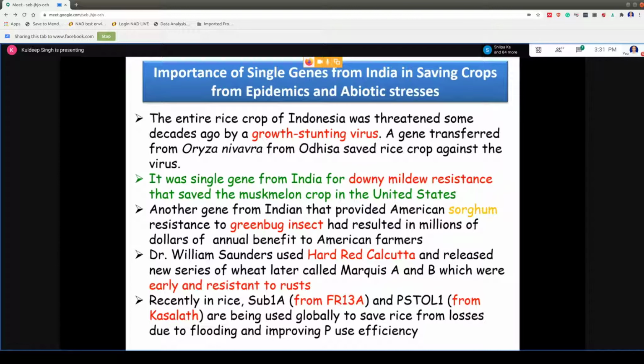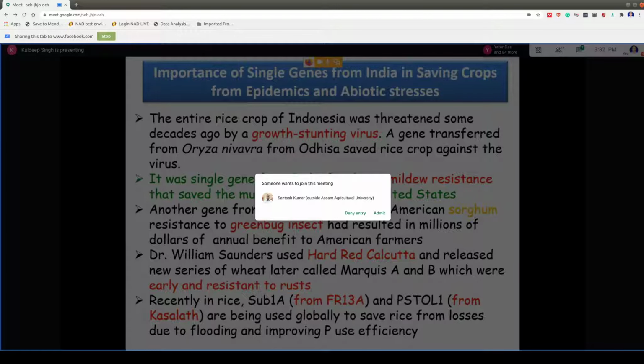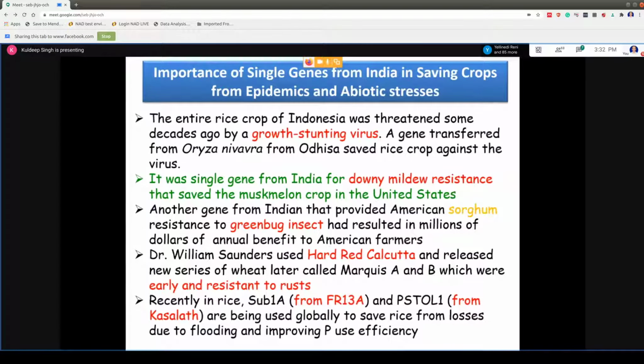You might know the history of Canada. Most of the Europeans moved to Canada after the Irish famine, and they took wheat seeds there. Initially, those lines were highly susceptible to diseases, and the quality of the wheat wasn't very good, until someone took a line from India called Hard Red Calcutta. This line changed the complete landscape of Canadian wheat cultivation. It was highly resistant to several diseases, including rust.